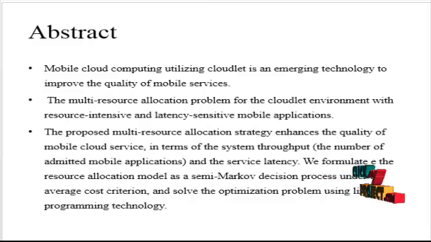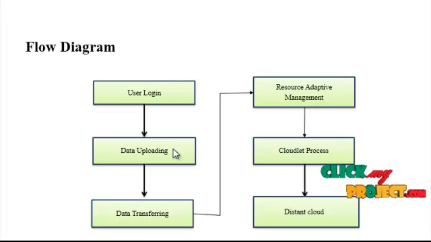First, we will have a user login. User login is used for a user to log in, in which the login validation process goes on, and then there is data uploading. Our main objective is to upload data and download data from a cloud, so we include data uploading in this. Next, data transferring. The uploaded data needs to be transferred to a cloud, or the downloaded data needs to be transferred to the user's memory. For that, data transferring is used.